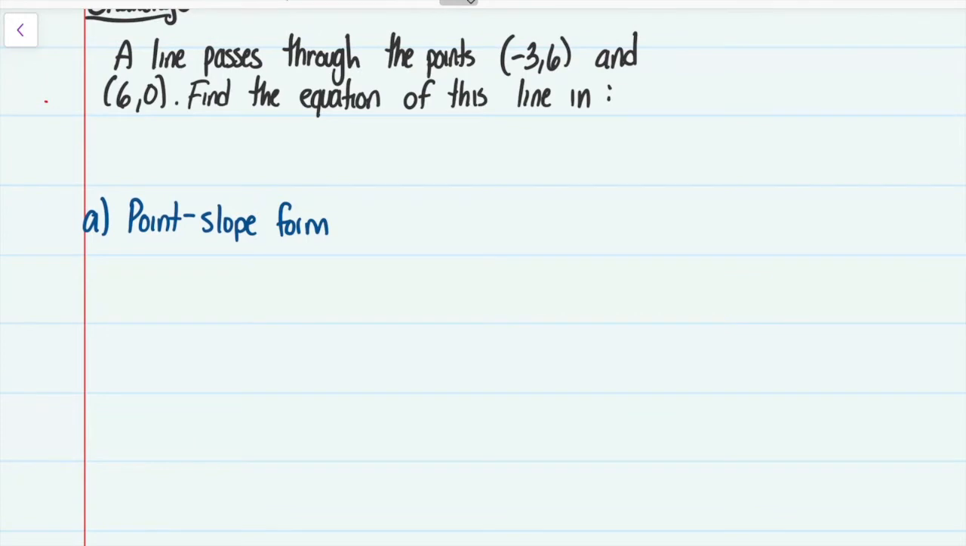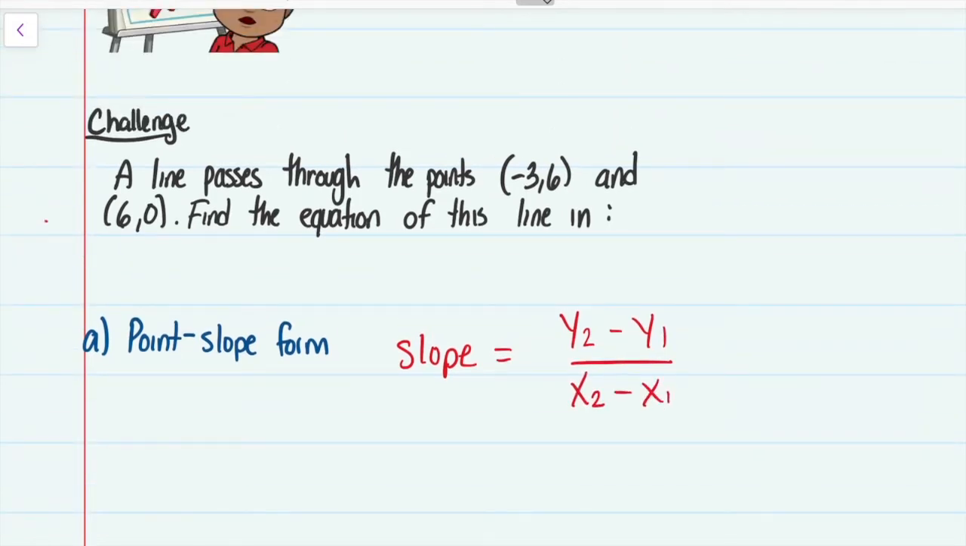So let's get started. The first thing we need to find is actually the slope. We need to find the slope, and to find slope, you should know the formula already. It's y2 minus y1 over x2 minus x1. So let's pick our points. This is our first x. We're going to call it x1. We're going to call this y1. This is our second x. This is our second y. So let's just plug it in.